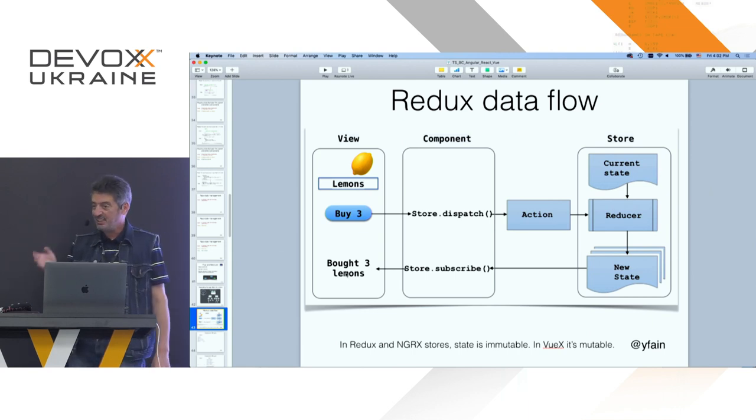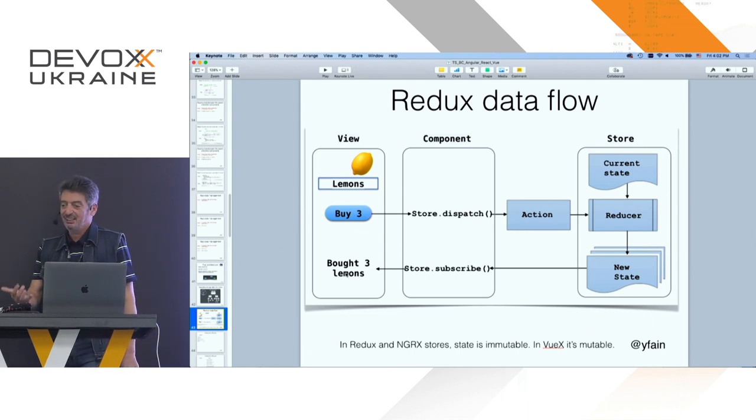The main takeaway from this slide is that we have one and only single source of truth. Only this guy knows everything about the lemons. No matter if you create another view component and another component, they will all come here. And again, in Redux, the reducer is immutable.